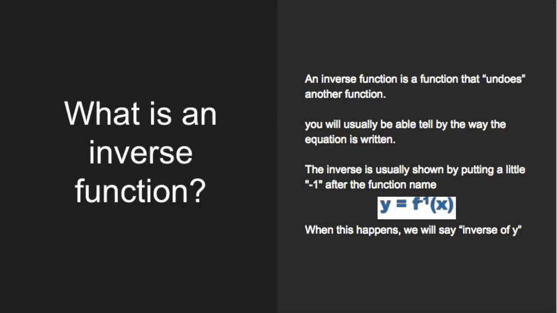What is an inverse function? An inverse function is a function that undoes another function. You will usually be able to tell by the way the equation is written. The inverse is usually shown by putting a little -1 after the function name. When this happens, we will say inverse of y.